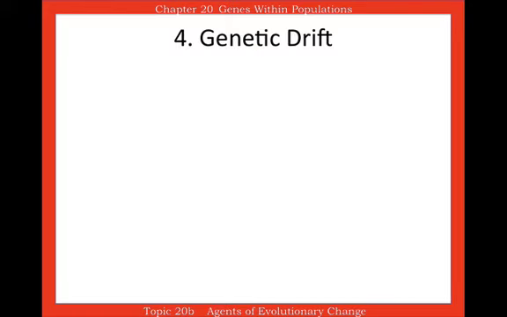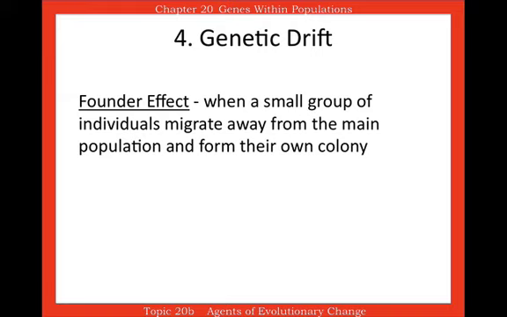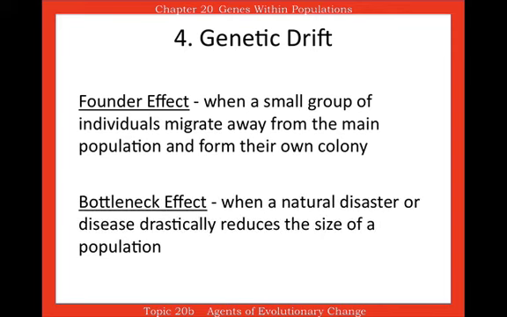There are 2 types of genetic drift. The founder effect is when a small group of individuals migrate away from the main population and, say, form their own colony with no contact with the original population. And there's also the bottleneck effect. This is when a natural disaster occurs or disease drastically reduces the size of the population.